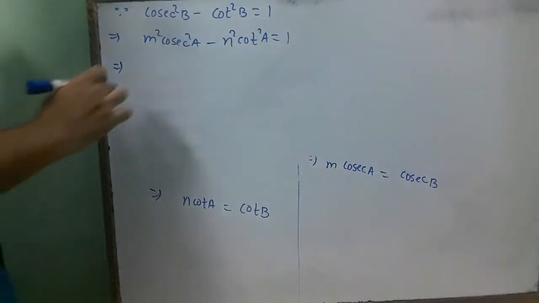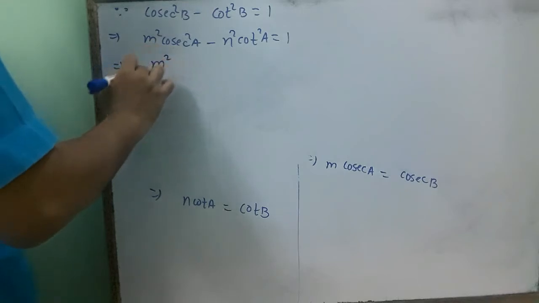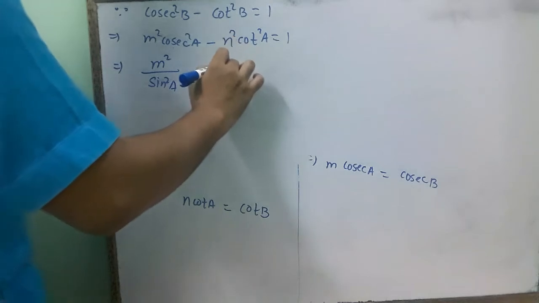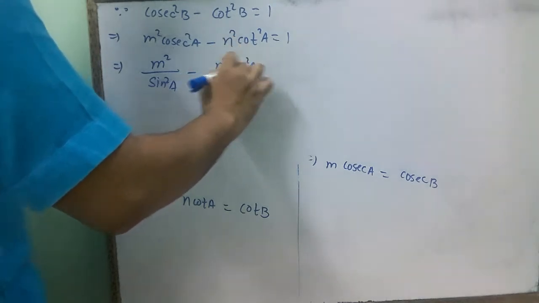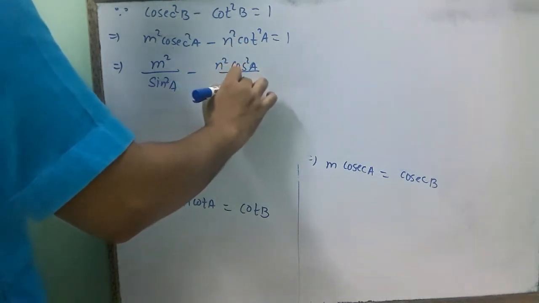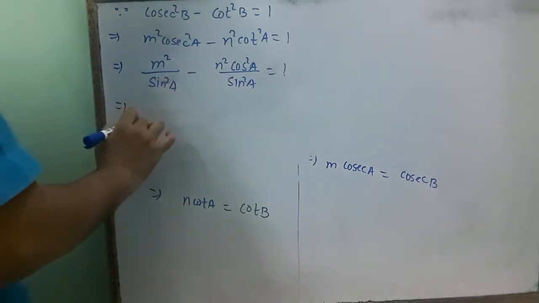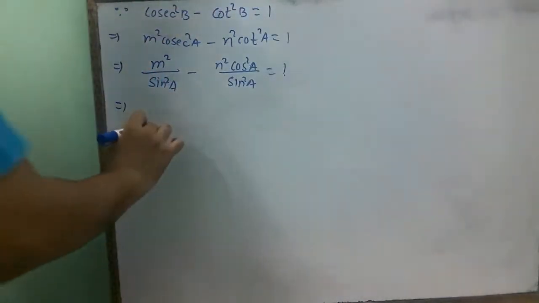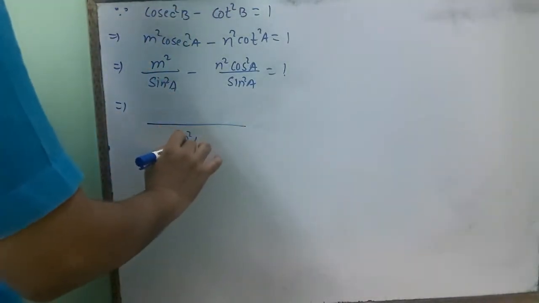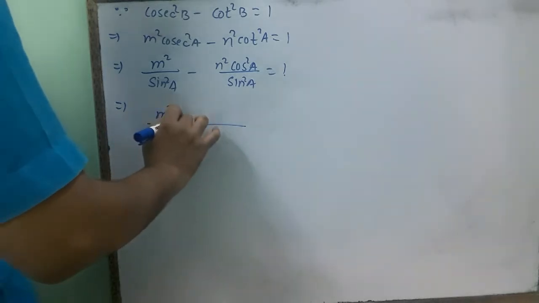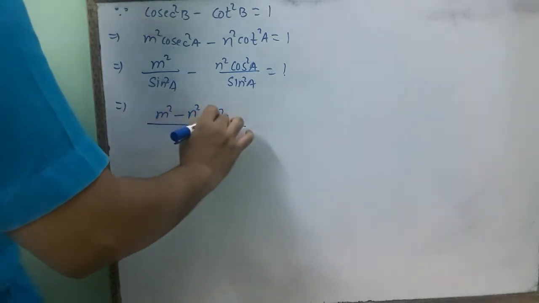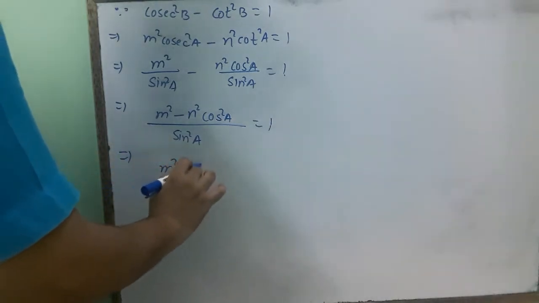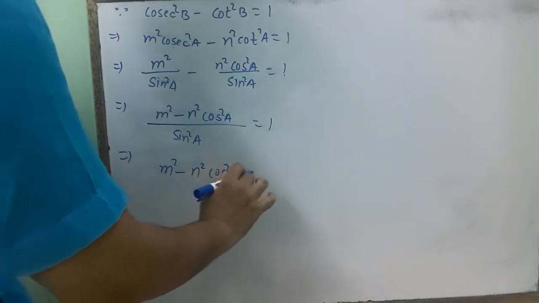What we have to do, we have to transfer this into sine and cos, so it will be m square by sine square a minus n square cos square a divided by sine square a is equal to 1. Take the LCM. After taking the LCM, it will be m square minus n square cos square a is equal to sine square a.